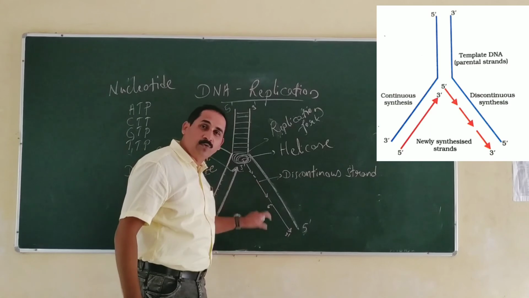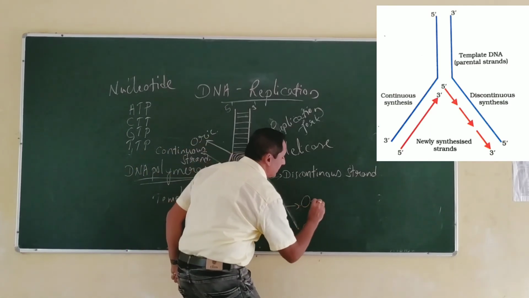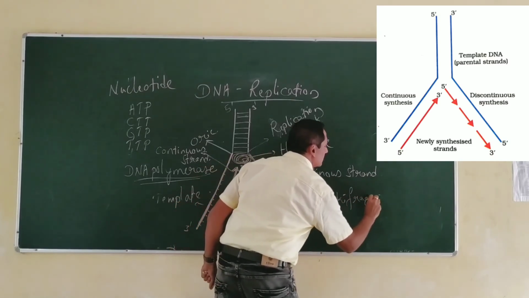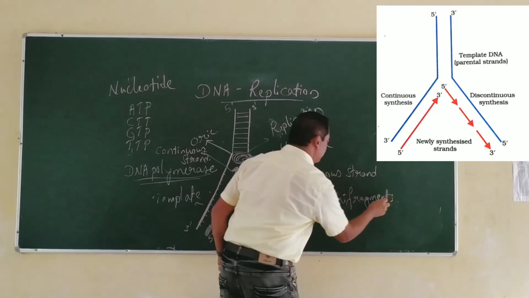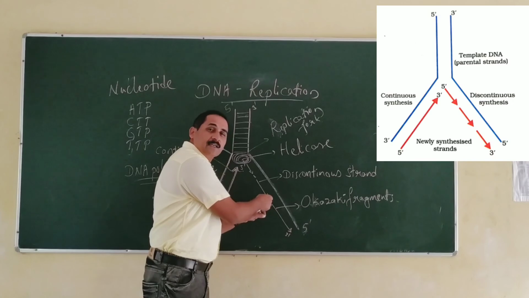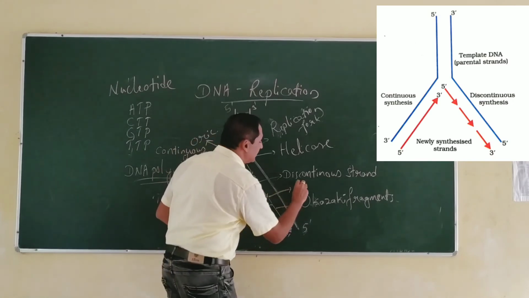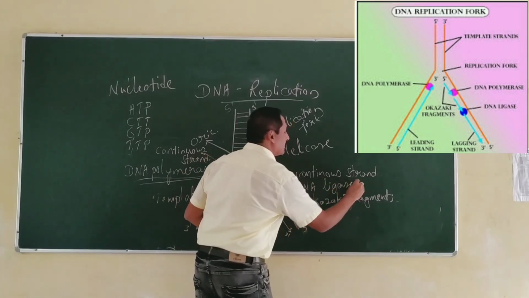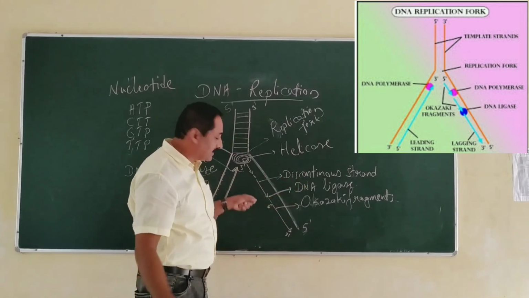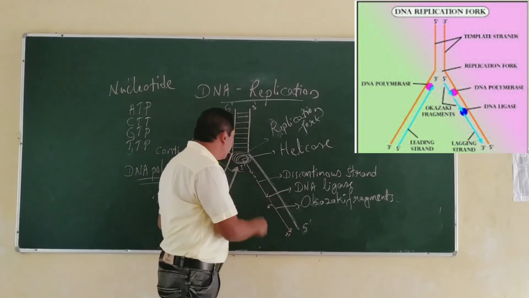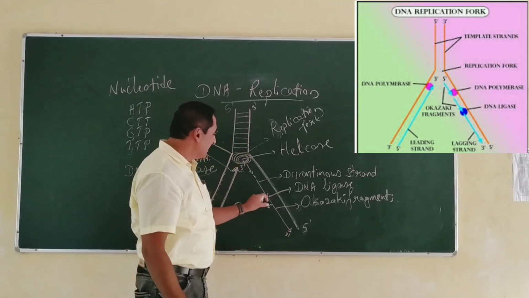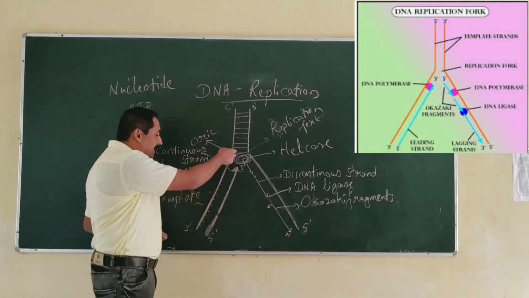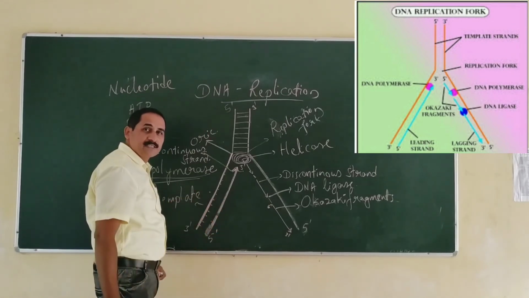The smaller fragments so formed are called Okazaki fragments. These Okazaki fragments are joined later by an enzyme called DNA ligase. DNA ligase acts as a glue or stitcher, also called a molecular stitcher, which joins the Okazaki fragments to form a continuous strand of DNA. Nuclease is an enzyme that gives proofreading. Topoisomerase is an enzyme that relieves the stress after the unwinding process.